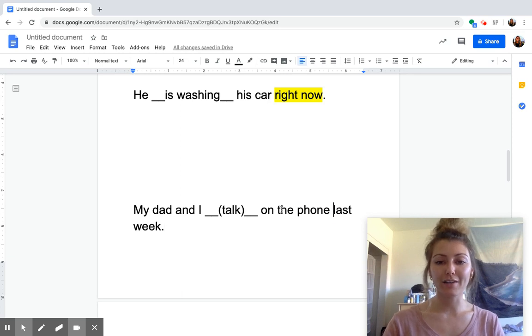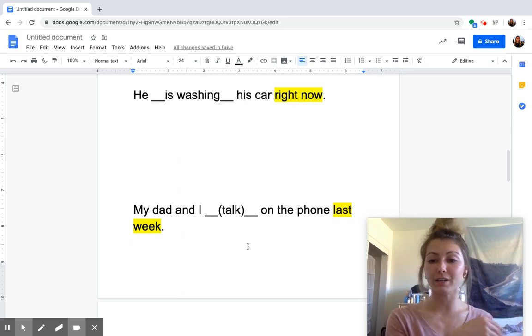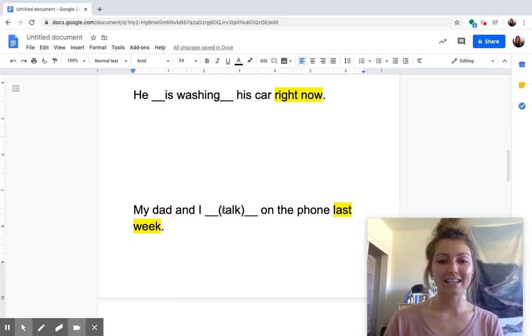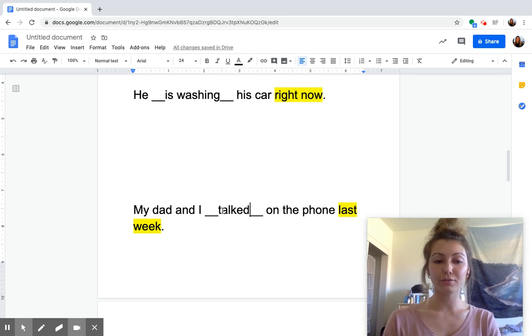Yep, you should have highlighted "last week." That tells us that this already happened. We already talked on the phone. My dad and I, we know for past tense verbs that we add that -ed ending. My dad and I talked on the phone last week.